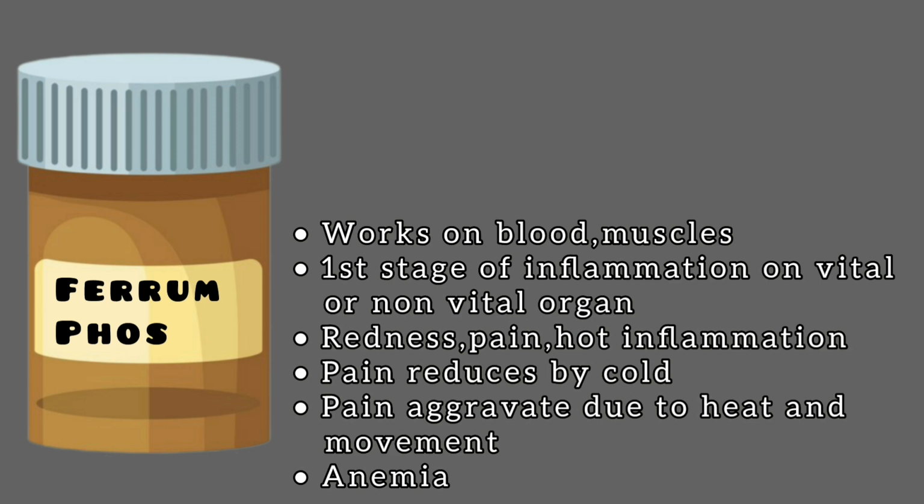Ferrum phos works on blood and muscles. It is the first stage of inflammation in a vital or non-vital organ. Symptoms include redness, pain, and hot inflammation. Pain reduces by cold, and pain aggravates due to heat and movement. It also includes anemia.